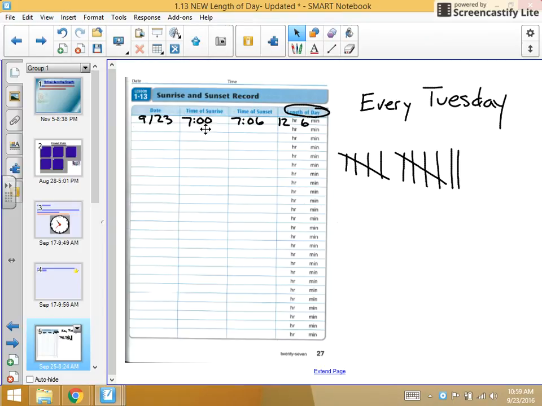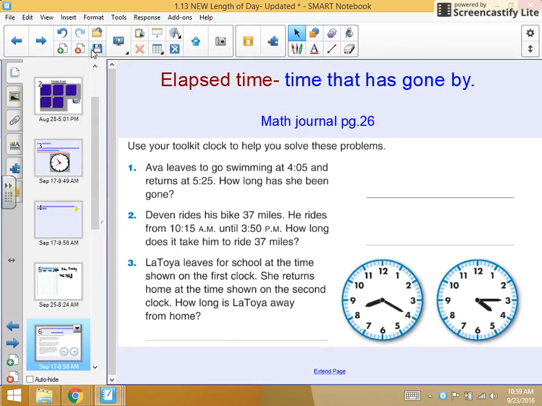We know that the longest day of the year happens to be on the solstice. And does anyone have any idea when that is? Go ahead and talk with your partner. Our shortest day of the year happens to be the winter solstice, which will be coming up this winter. Does anyone have any idea what day that is? Go ahead, turn and talk. So that is our sunrise, sunset that we will be working on this year.